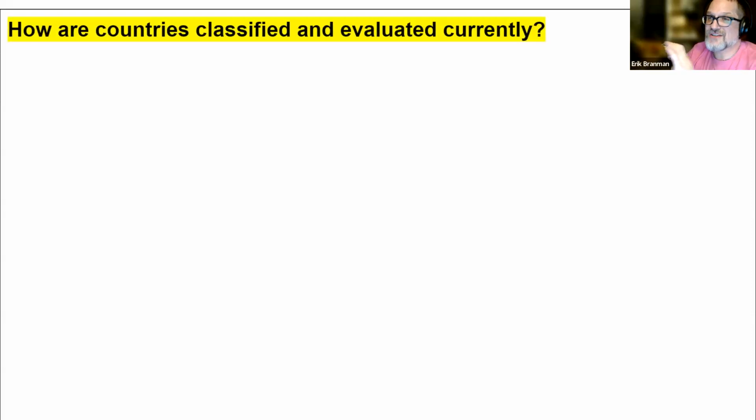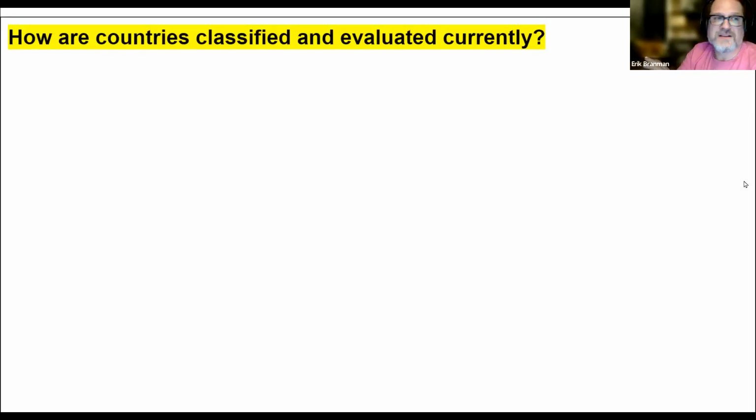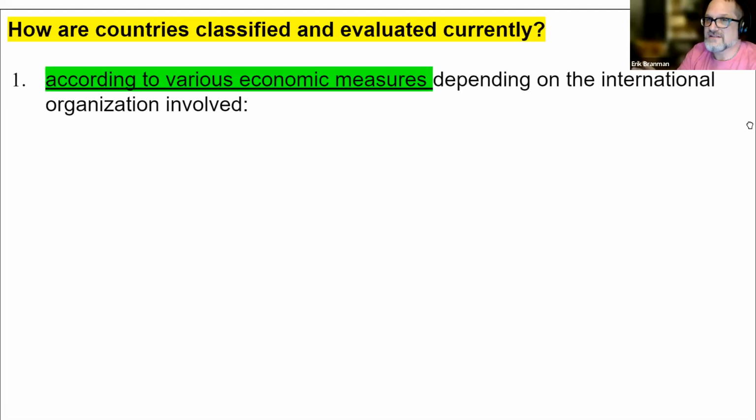So how are countries currently classified? We're not using the three world model. First, we've got economic measures, depending on the international organization involved. I'm going to run you very quickly through the UN, the World Bank, and the IMF's approaches to this. You're going to see some overlap, folks.